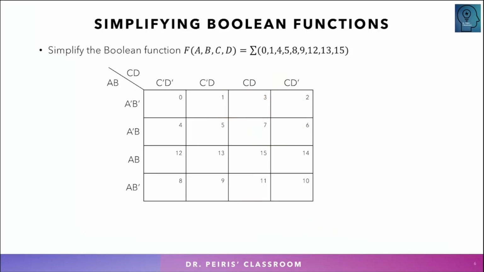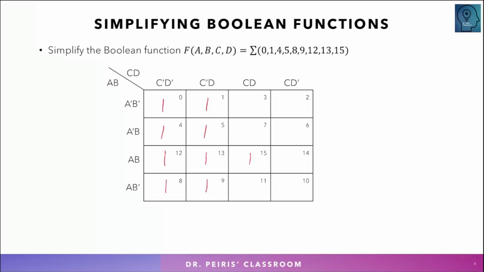Let's see the next one. Here we have more ones. There are lots of minterms which have logic 1. So let's mark them on the K-map: 0, 1, 4, 5, 8, 9, 12, 13, 15. These are the minterms which have logic 1.